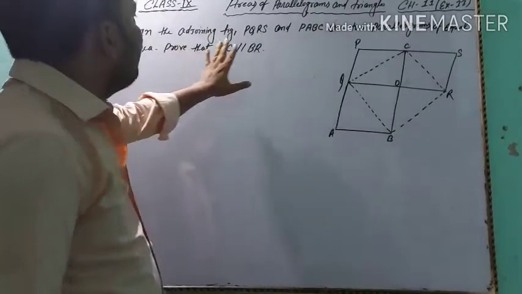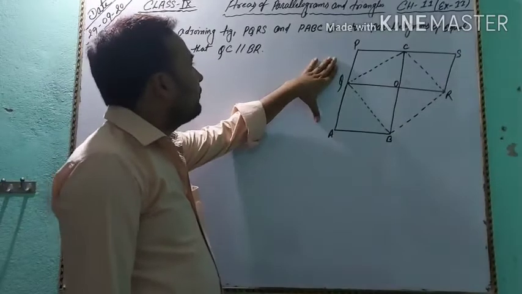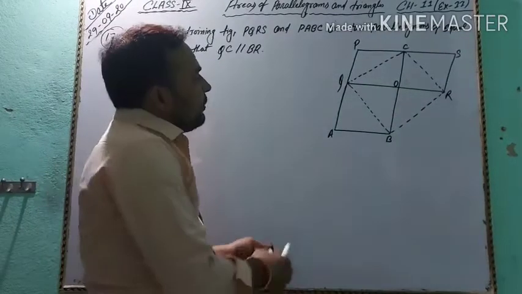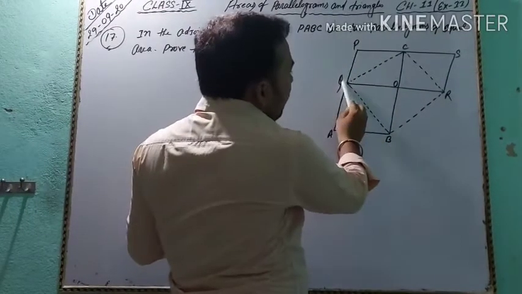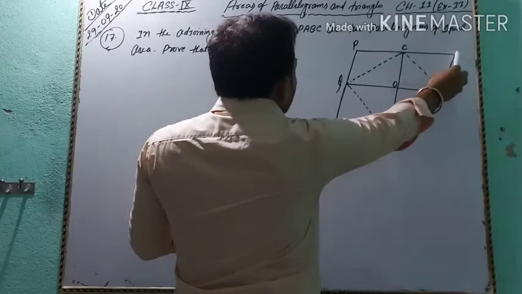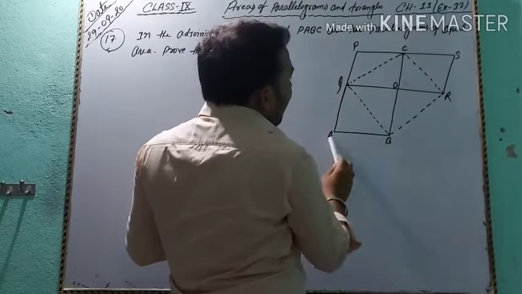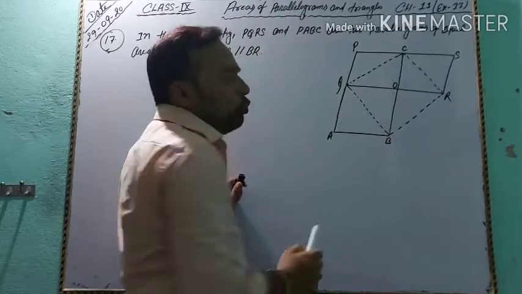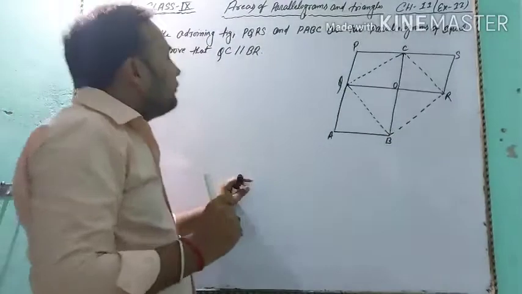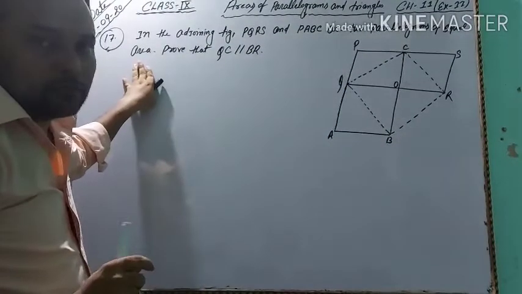Students, our next question is question number 17. In the adjoining figure, PQRS and PABC are two parallelograms of equal area.